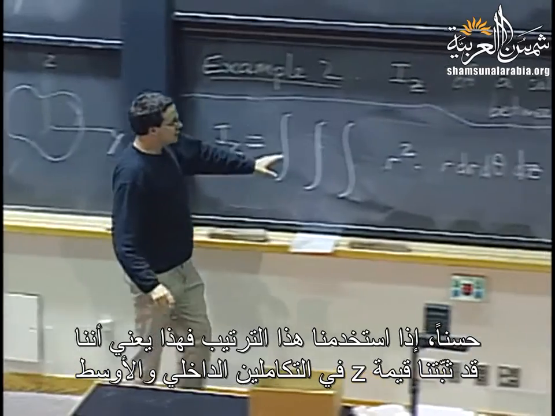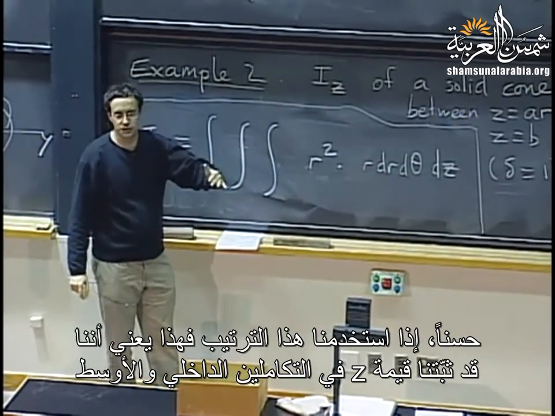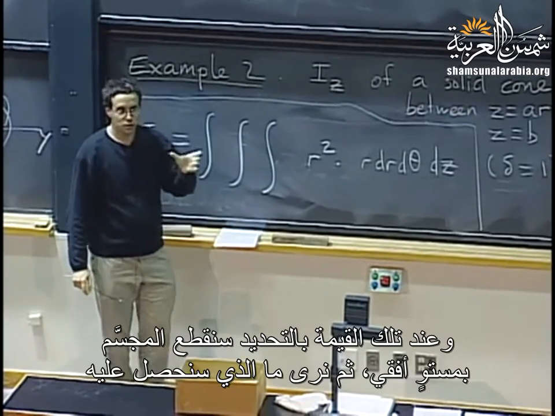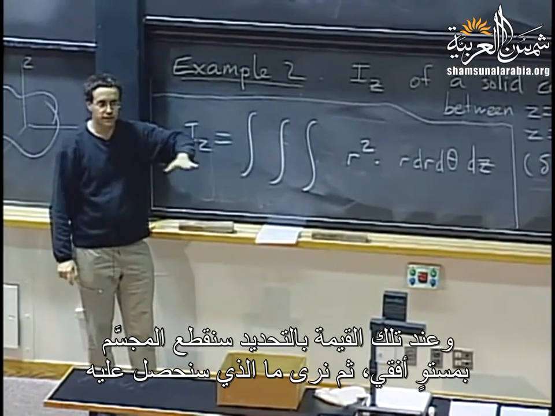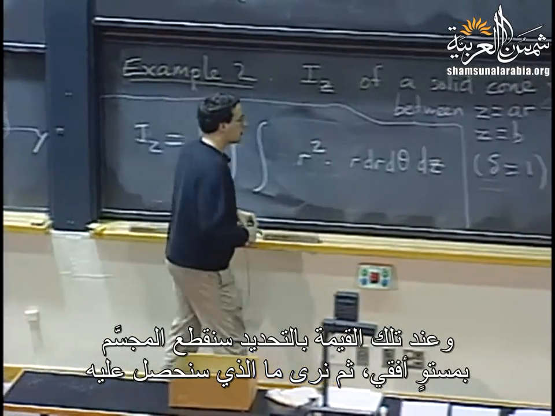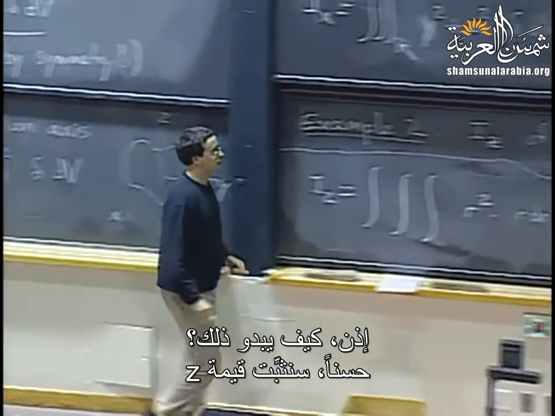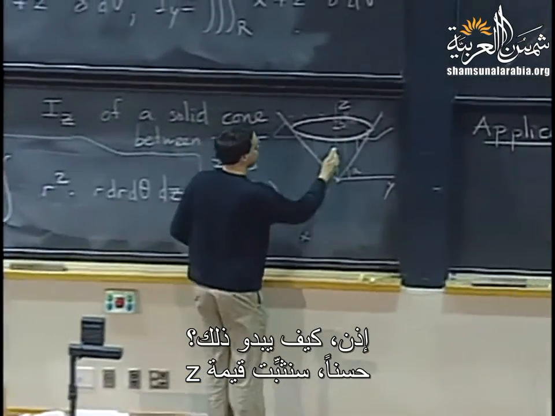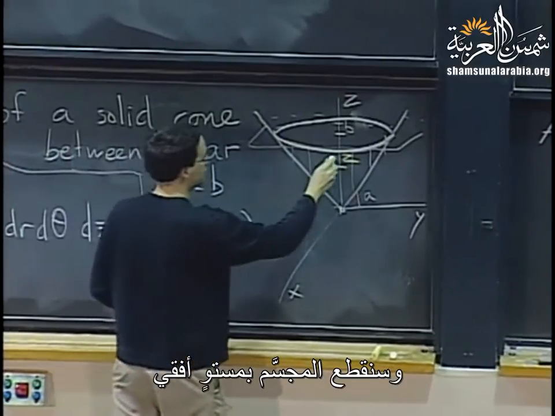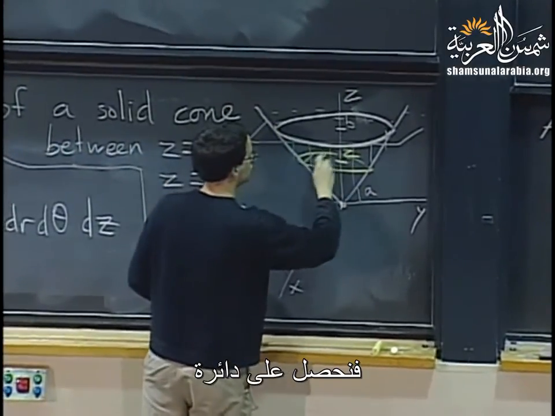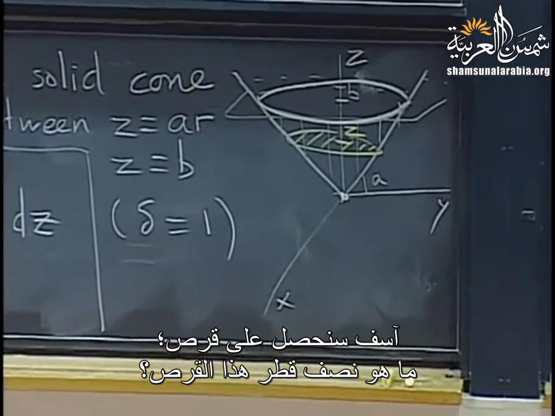If we do it in this direction, it means that in the inner and middle integrals, we fix a value of z. For that particular value of z, we'll be slicing our solid by a horizontal plane and looking at what we get. So what does that look like? I fix a value of z, and I slice my solid by a horizontal plane. I'm going to get a circle, certainly. A disk, actually. What's the radius of that disk?